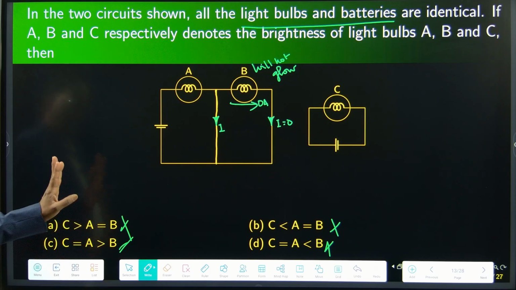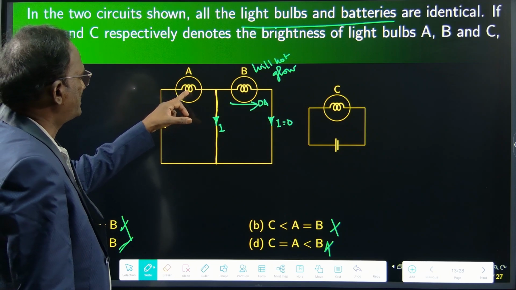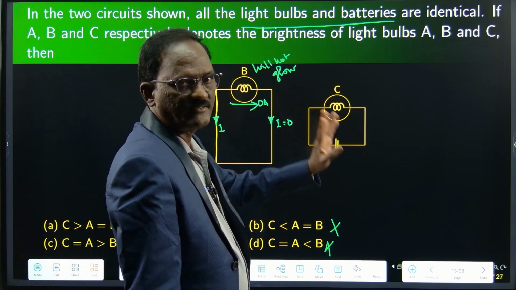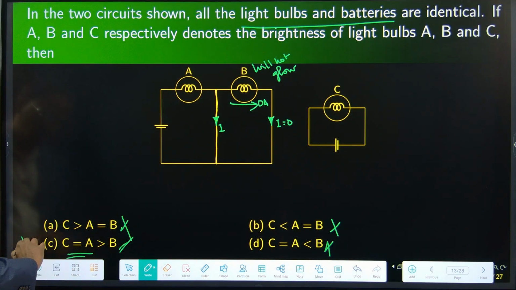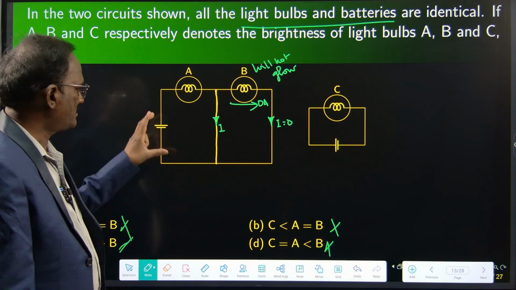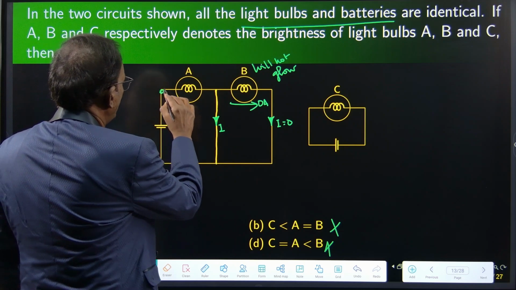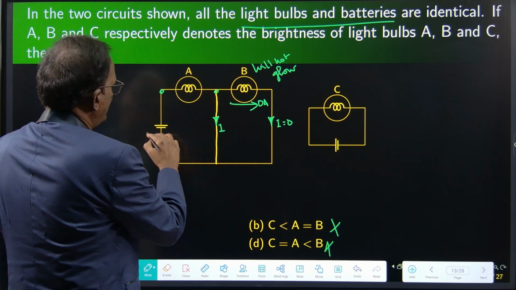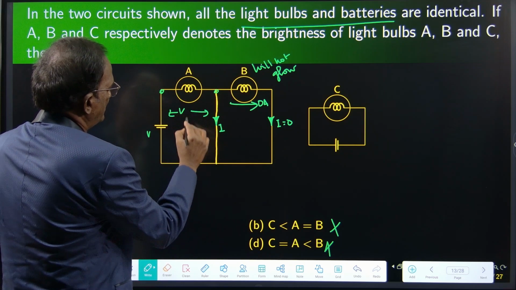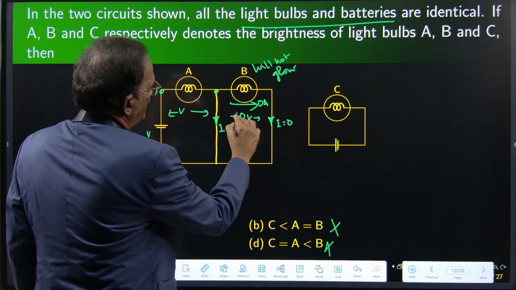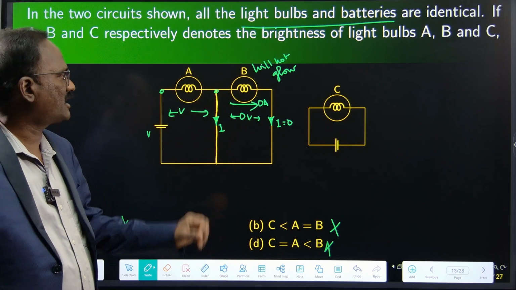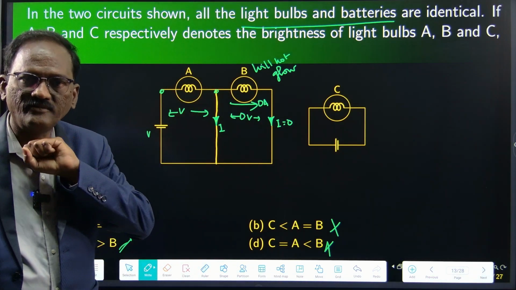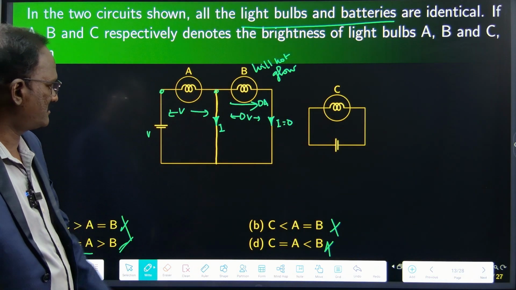C is equal to A, let us check. C is equal to A, yes. One battery is connected with A, one battery is connected with C, right? So C is equal to A is also true. Because for this battery, the positive terminal is connected here and the negative terminal is connected here. The entire voltage V will appear across here. 0 voltage is appearing across bulb B. So 0 divided by this resistance will be 0 amperes. No current flows through bulb B, so the bulb will not glow here.